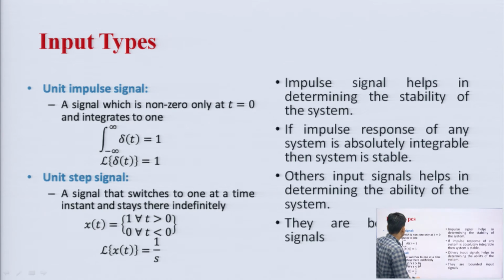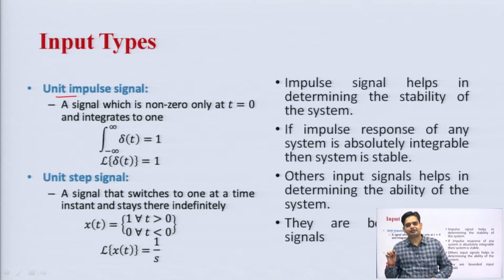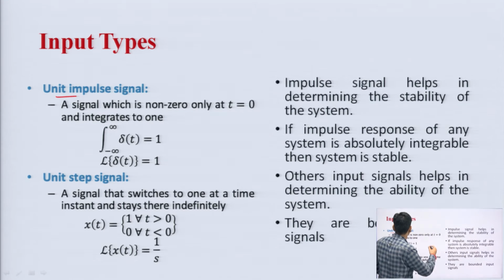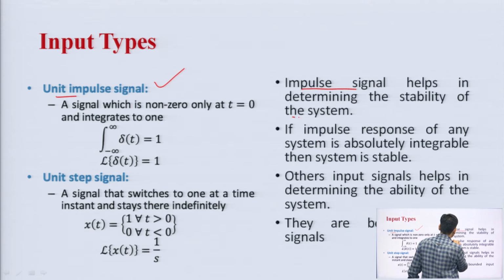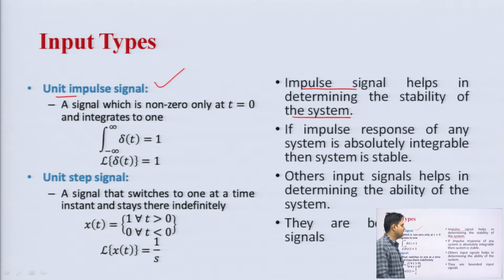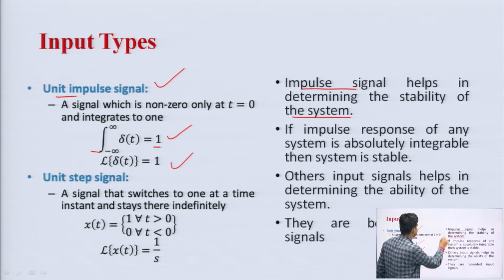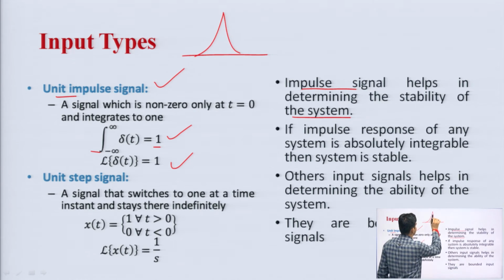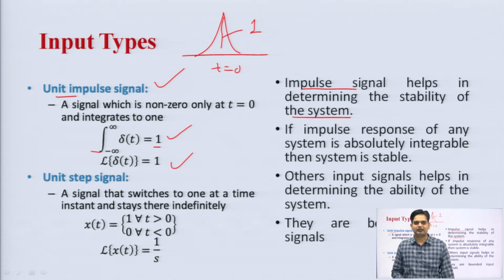First is the impulse input. Okay. Whenever we need to check whether our system is stable or not, we prefer the impulse signal. Impulse signal helps in determining the stability of the system. Okay. The impulse signal definition is known to you, that is the integral of delta t from minus infinity to infinity gives you 1. Okay. And if you calculate the area under the curve of the impulse signal at time t equal to 0, it will be unity. That is why we are saying it is a unit impulse signal.